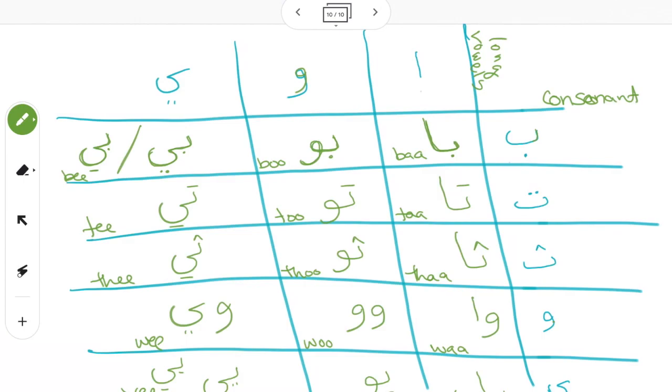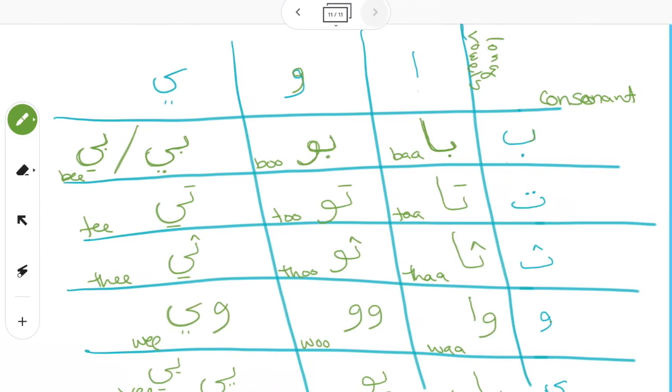So now every consonant that we do, you can put it in this long vowel chart. And that'll help you with the pronunciation, the sounds, and the syllables, because these are the syllables that we're using to make a word. Okay?